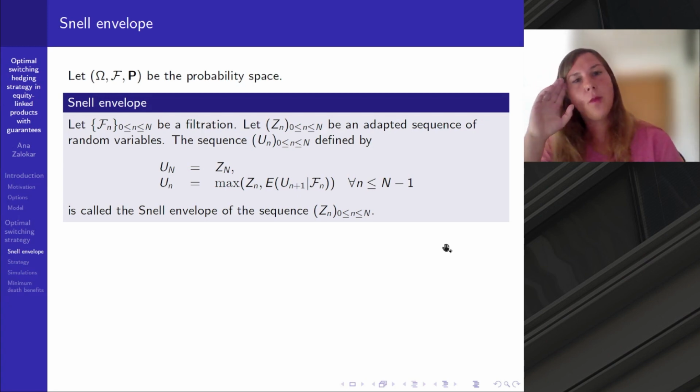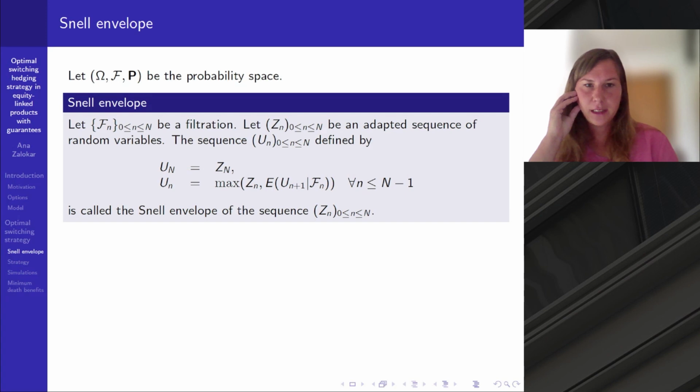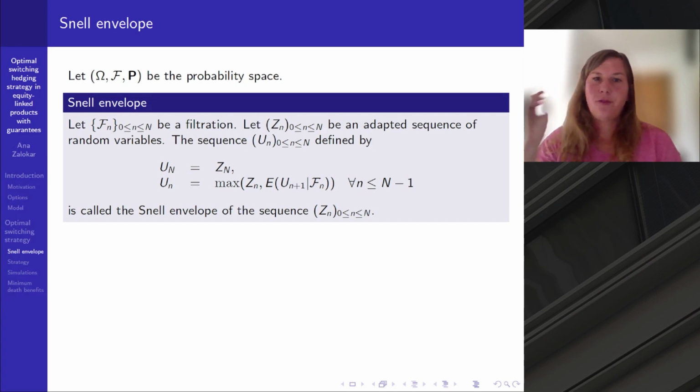So if we have Omega, F, P, the probability space, and filtration Fn, what is a Snell envelope? We should have a Zn adapted sequence of random variables, then the sequence Un, which is defined as capital UN equals capital ZN, and Un is the maximum of Zn and the conditional expected value of Un plus 1. This sequence is called a Snell envelope of the sequence Zn.